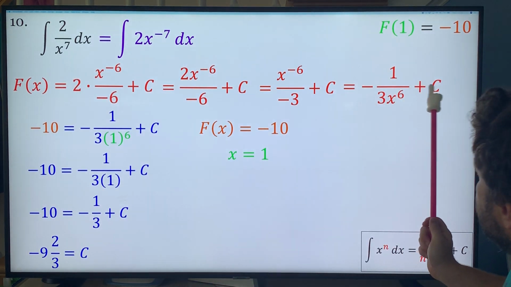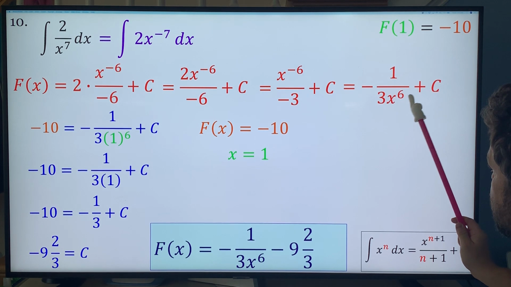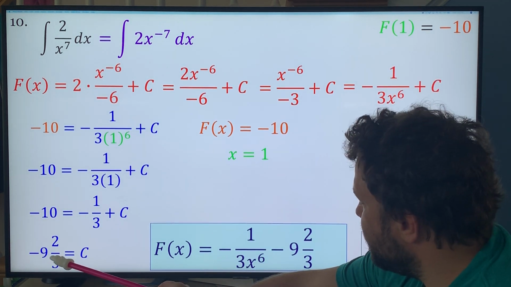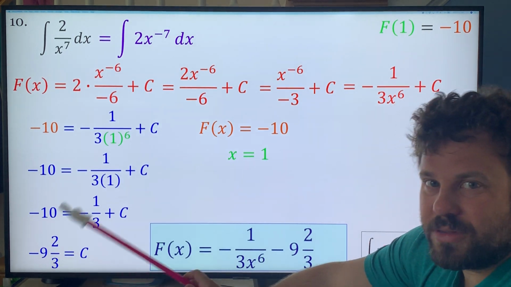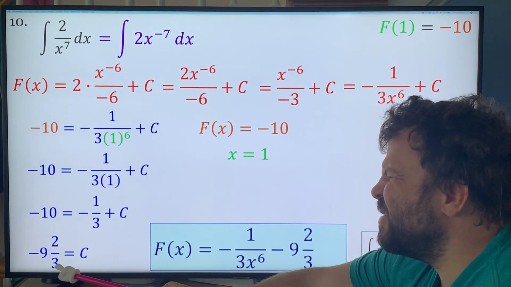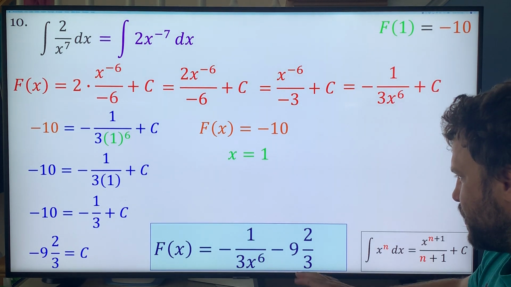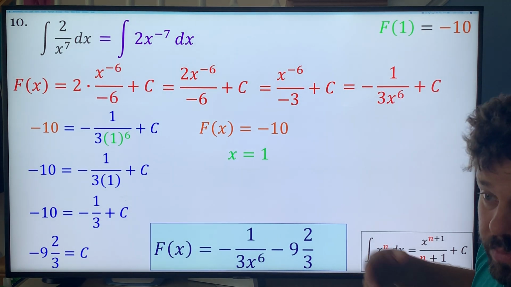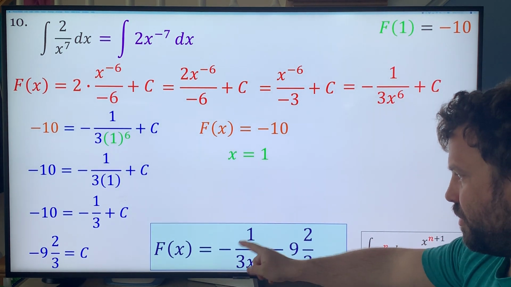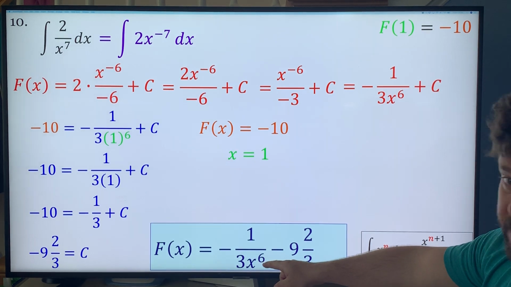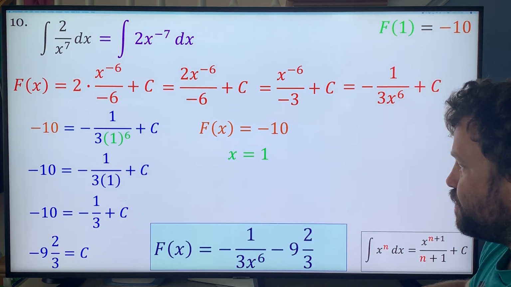That's my c. My c goes back in over here. So f of x equals negative 1 over 3 x to the 6 plus a negative 9 2/3. So we can just put minus 9 2/3. You could also put negative 29 over 3. What else could we put? We could put negative 9.6 repeating. All right. Got it. Negative 1/3 x to the negative 6, if that's what you want to go with. All those are good. Ready to do the last one?